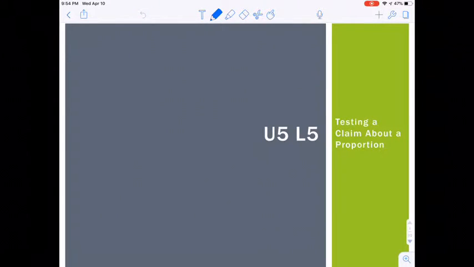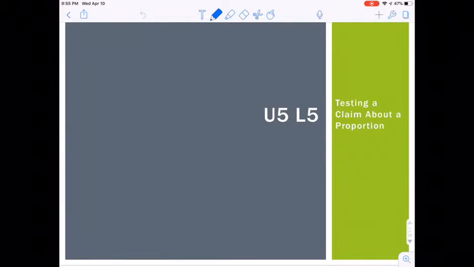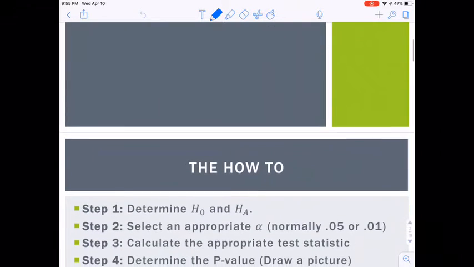This is a video lesson for our final lesson of Unit 5, which is testing a claim about a proportion, which is really what we did throughout Lesson 2, but this one will be the whole process and not breaking it down piece by piece. Given that this is the last lesson of our unit, just a reminder, we'll be testing on Tuesday of next week. We'll have a couple of review days to get ready.